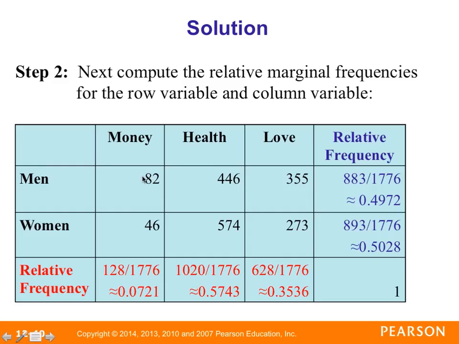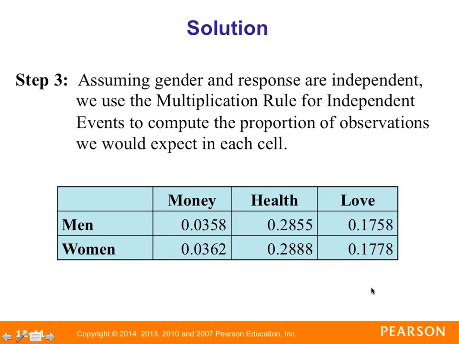For this one, we take the sum of 82 and 46, which is 128, divided by our table total, 1,776, and we get 0.0721, and so on. And the sum of the column should be 1, the sum of this row should also be 1. That's a good thing to check. So assuming gender and response are independent, we use the multiplication rule for independent events to compute the proportion of observations we would expect in each cell, and we get the following.